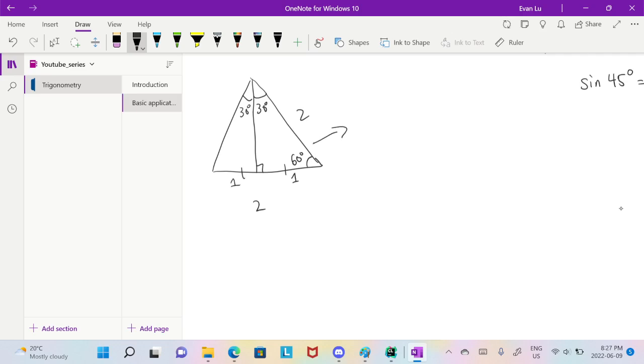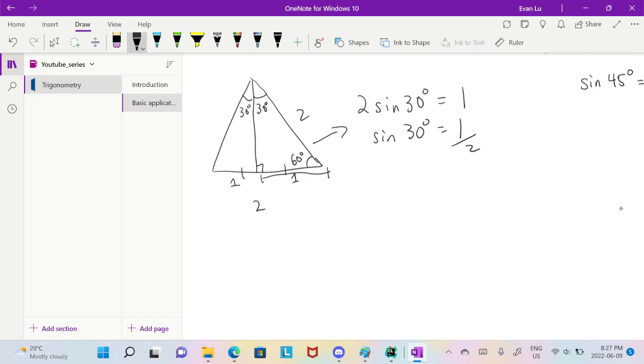And what that tells us is, remember that another way to write this side length over here, instead of writing 1, I could write it as, sorry, this one's opposite, so it would be 2 sine of 30 degrees. And I know this should be 1. So I can solve and say sine of 30 degrees is equal to 1 half.